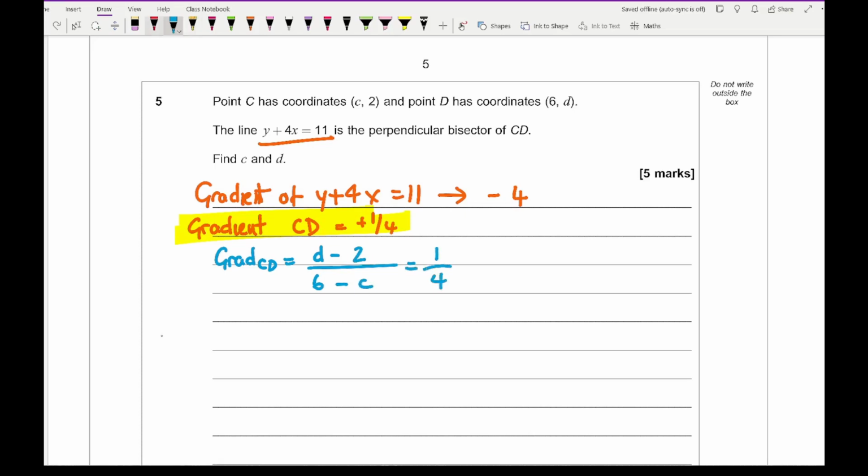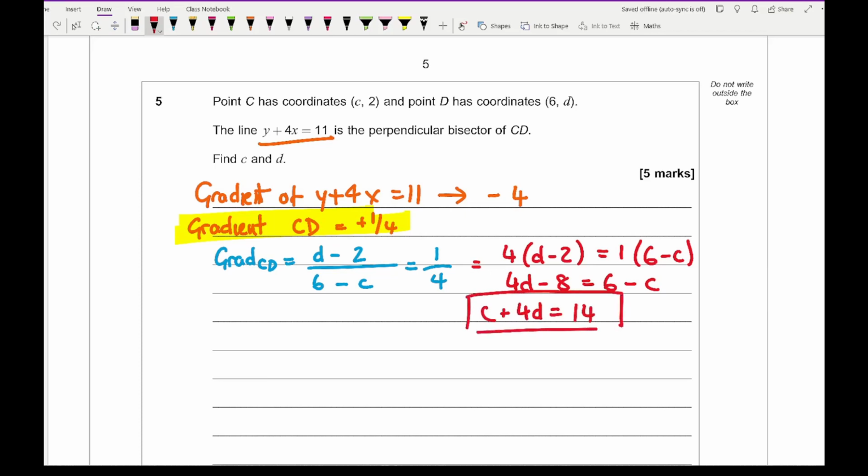So then doing a bit of cross multiplying, we get 4 lots of D minus 2 equals 1 lot of 6 minus C, and then I get 4D minus 8 equals 6 minus C. And then doing a bit of rearranging, we get 4D plus C equals 14. I'm just going to put a little box around that.